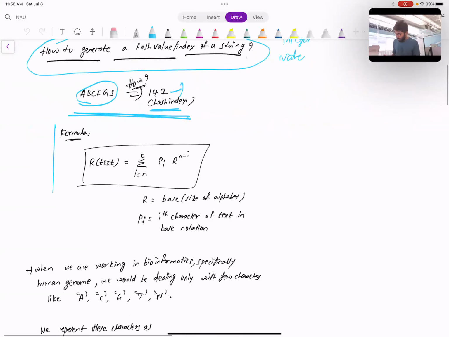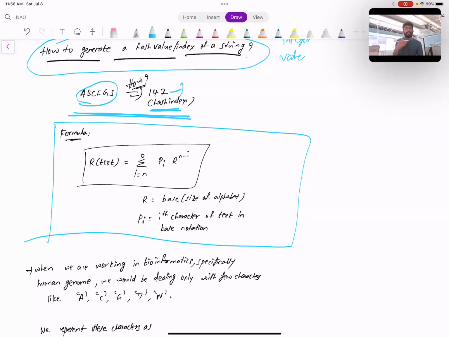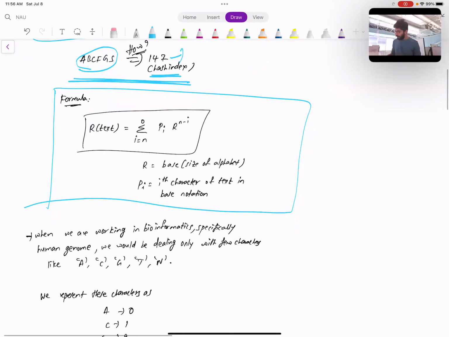So this is a formula. I know this formula is not straightforward. Examples make it much clearer, and I'll make it easy with examples. This is the basic formula. R indicates the alphabet or the base as well. We'll see what that is. In this formula, I starts from N, where N means the last character of the string. If you have a string, I starts from the last character and goes down till the 0th index.